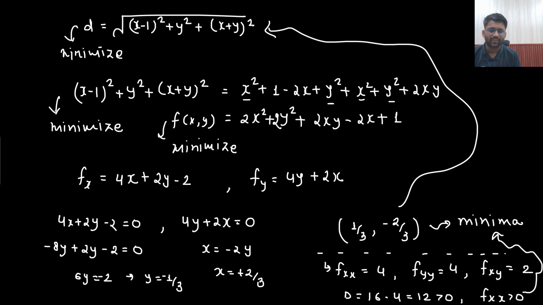The point is minus 2 by 3 comma 2 by 3 comma minus 1 by 3. This point I could have put here and I would have got the answer. Okay.